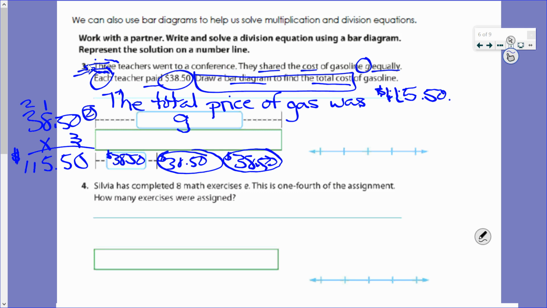Now we could also do this using a number line. So basically the first teacher, the 0 teacher, didn't have to pay anything, right? Because there's no teachers. My first teacher, now the cost of the gas was up to $38.50. My second teacher, I added that same amount, so now I'm at $77. By the third teacher, I add that $38.50 again, so now I'm back to $115.50. So I could use a number line and get to the same amount. That's the number of teachers, and that's the dollars for gas.